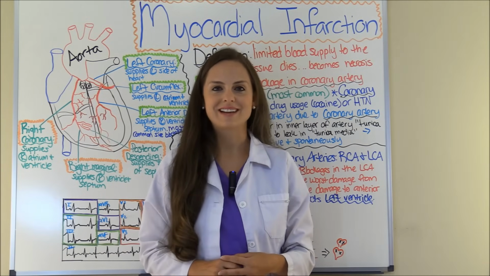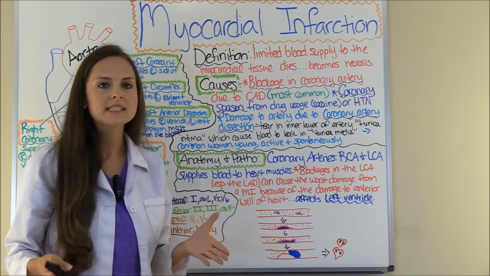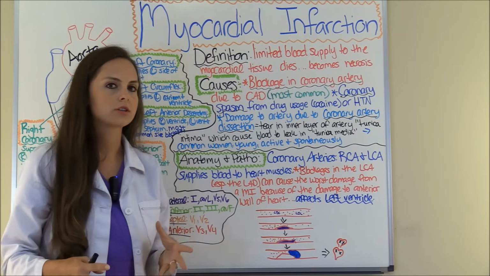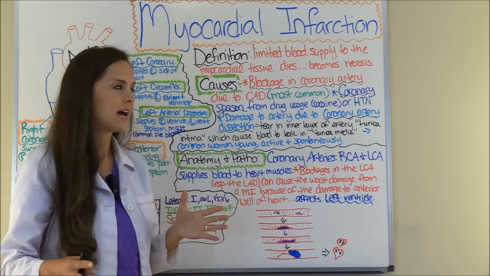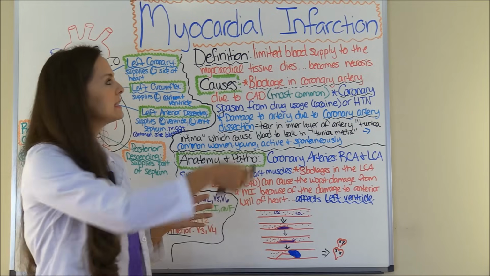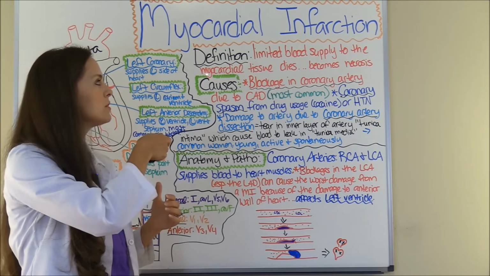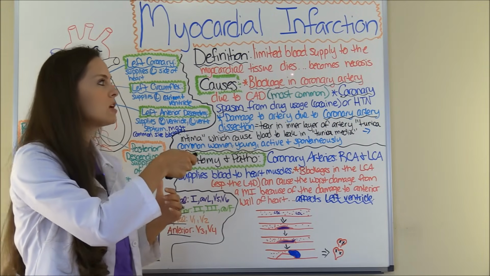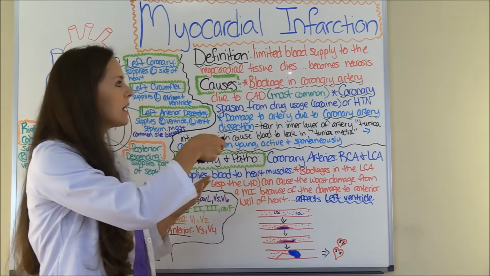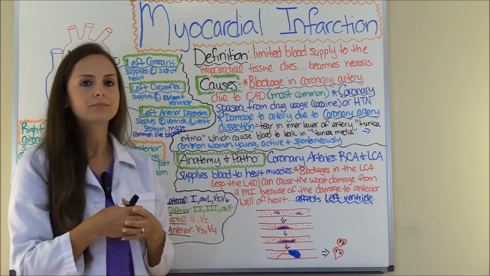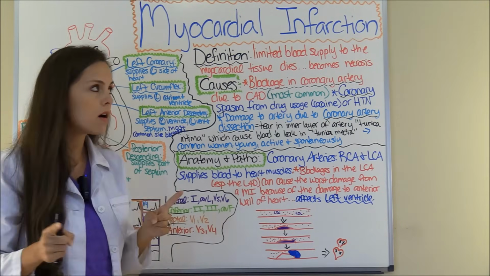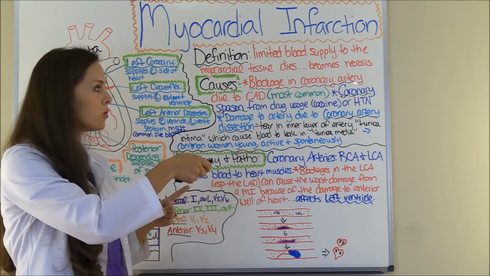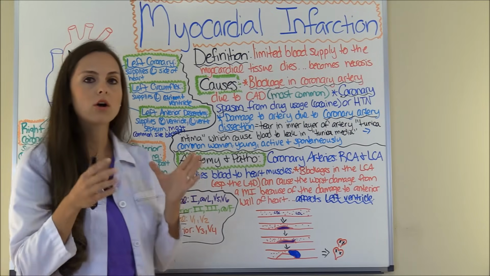So let's get started. First, let's start out talking about what is the definition of a myocardial infarction, also referred to sometimes as an MI or a heart attack. It is where there has been limited blood supply to the myocardial tissue that causes it to die or become necrotic or necrose. And some causes of this, what causes it? The most common cause is blockage in a coronary artery due to coronary artery disease.